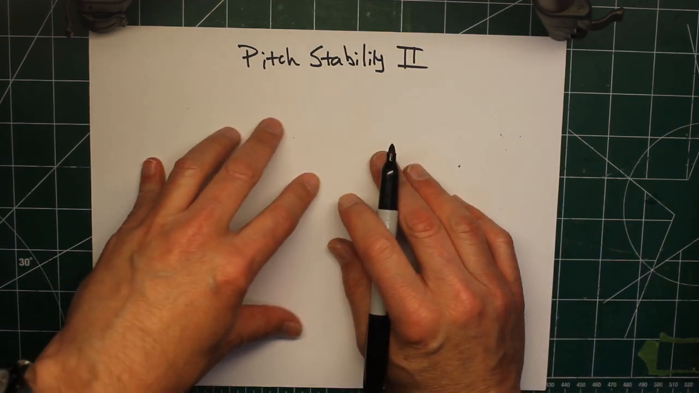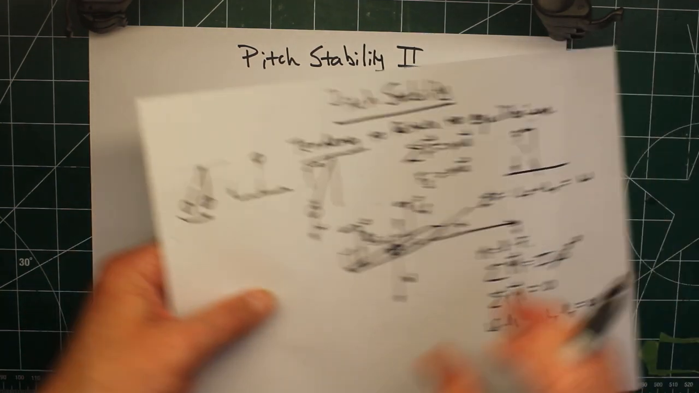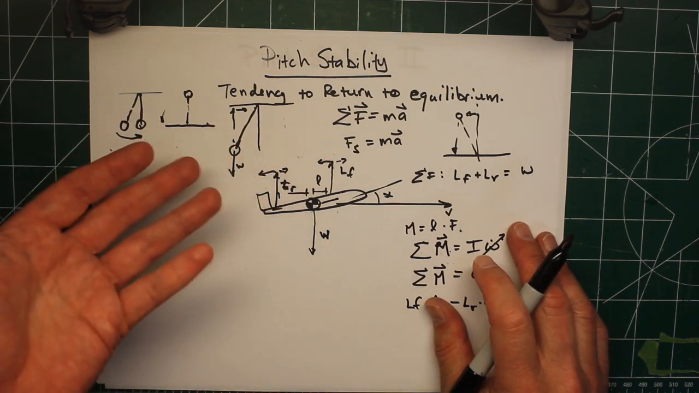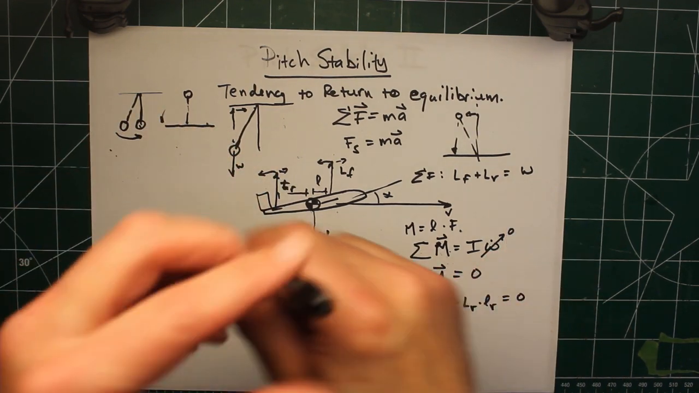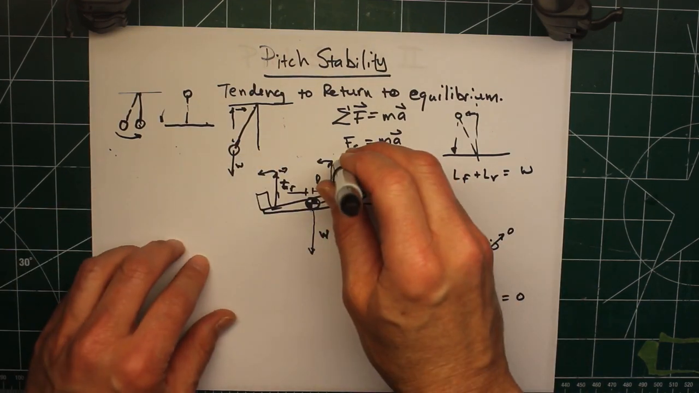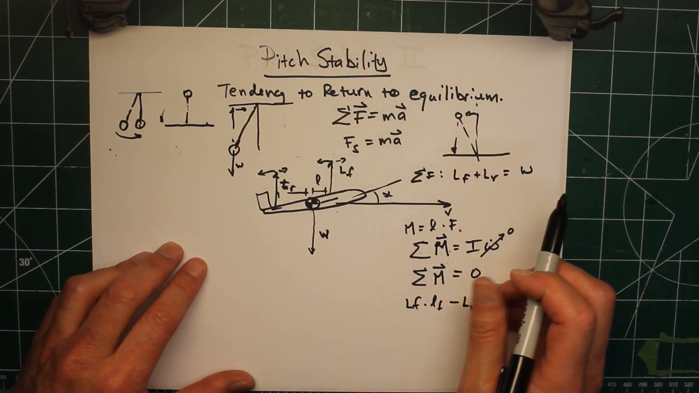We're going to continue our discussion of airplane pitch stability. This is part 2. In part 1, we talked about what stability is. Stability is the tendency to return to an equilibrium, like a pendulum swings back after you push it to one side. Instability is the tendency to run away from equilibrium, like an upside down pendulum trying to fall over.